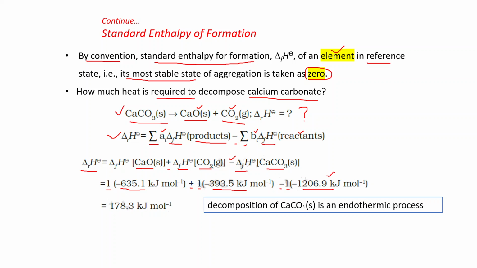These values will be provided. Standard enthalpy of formation of different species will be provided. But if there is an element, again remember, the standard enthalpy of formation of any element in the reference state is taken as 0. If we solve it, we will get 178.3 kilojoule per mole. Now, if we see this value, we can say the decomposition of calcium carbonate is an endothermic process, because this is a positive value.